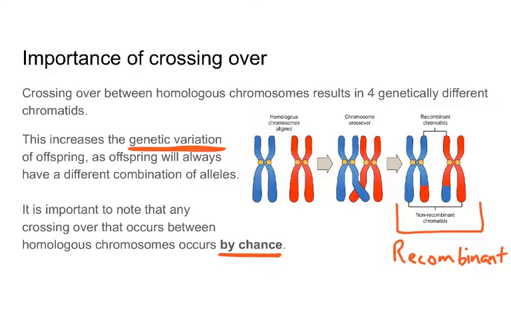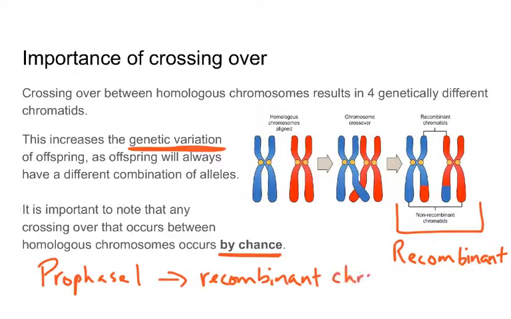So at the end of prophase 1, we have recombinant chromosomes that are ready to keep going with meiosis 1. That means they're going to go on to metaphase, anaphase and telophase 1. The whole point here is that we've mixed the DNA up. And in the next video, we're going to get to what ends up happening in terms of meiosis 1 versus meiosis 2.